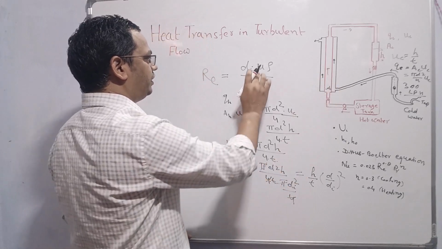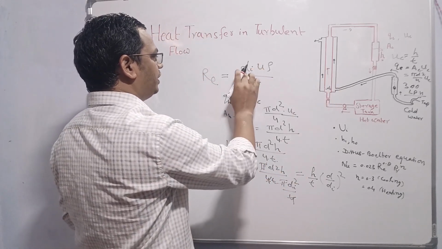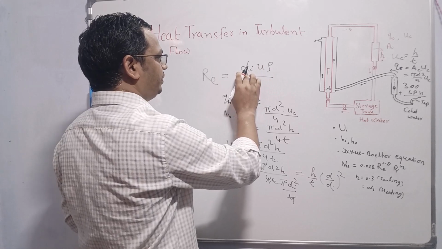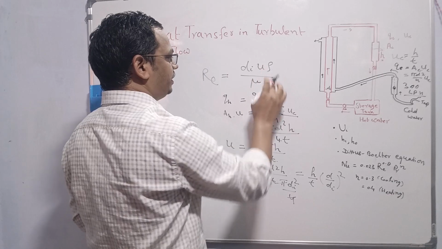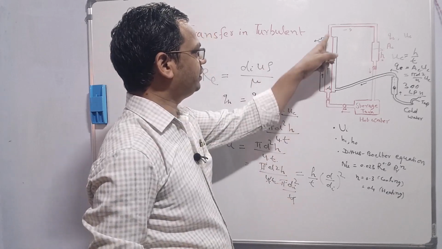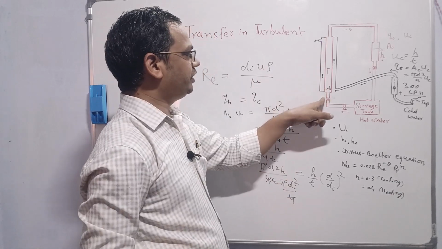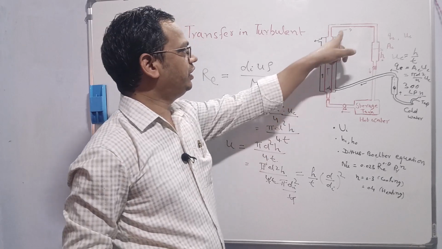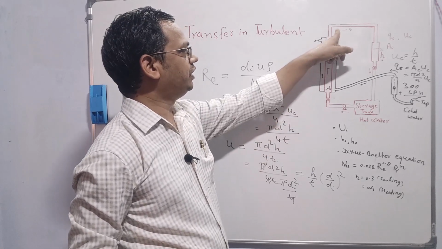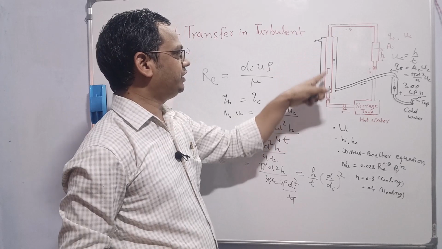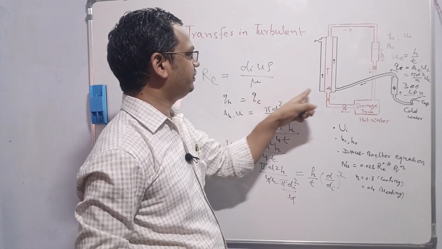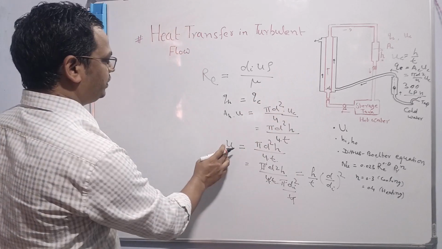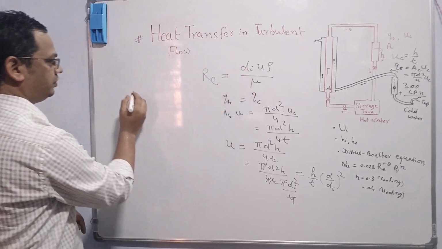Once we find it, we can put it at this place. The inner diameter of the inner pipe is known, density and viscosity both are known. These two should be considered at the mean temperature of the hot fluid. For example, if inlet temperature is 70 and outlet temperature is 50 for the hot fluid, then average temperature will be 60, and we should consider these two values at 60 degrees. Now I put the velocity at this place.